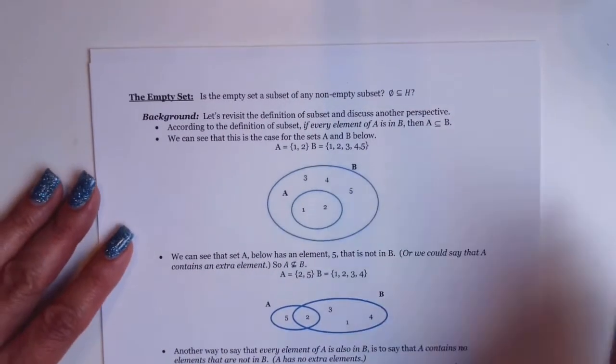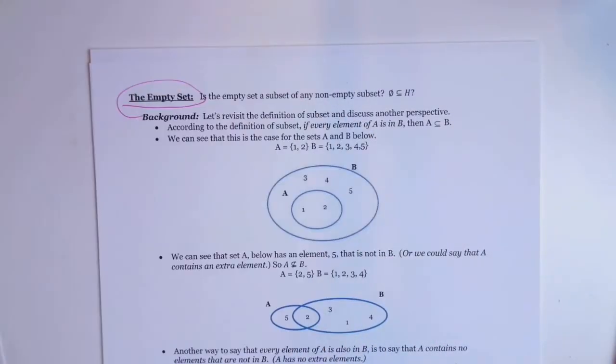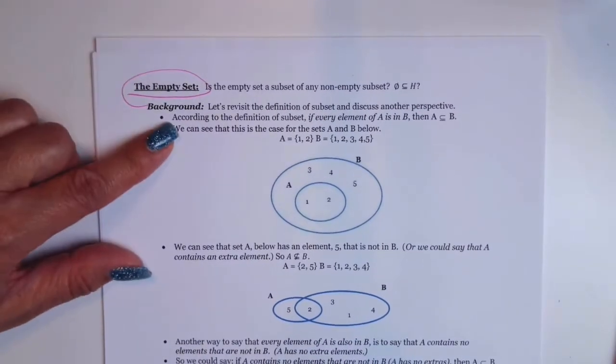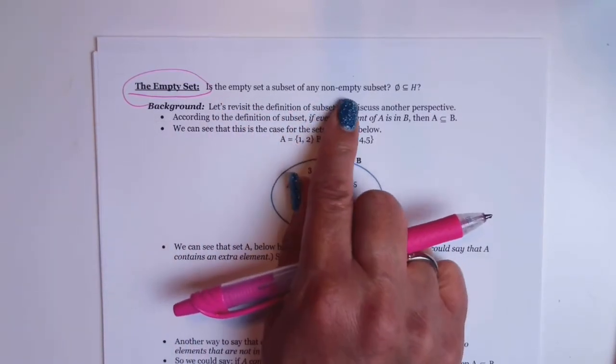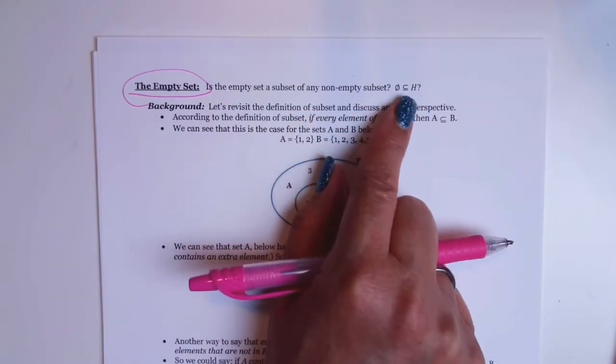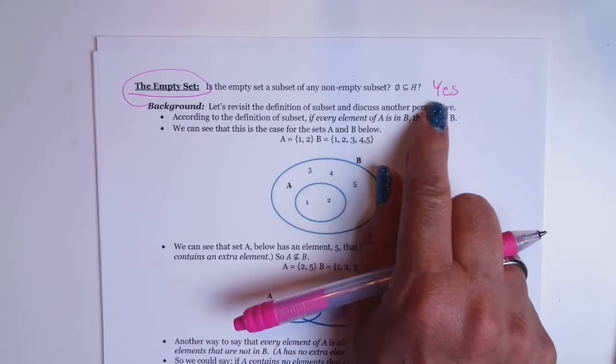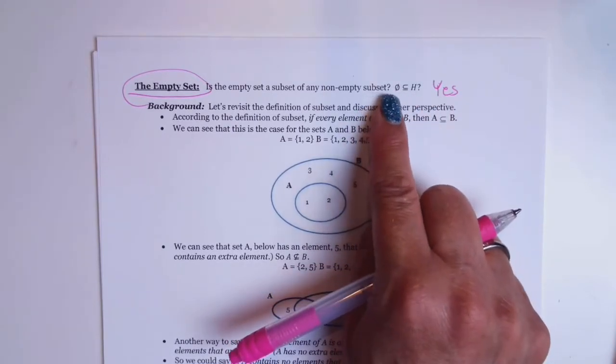Okay, let's move on to the next page. We are going to be talking about the empty set. And now this page might have you spinning afterwards, but don't freak out. This just kind of explains the empty set. It doesn't mean that you have to memorize every single thing on here. You just need to understand what the empty set means. So, is the empty set a subset of any non-empty set? Like this. Yes, it always is. So do not forget when we start listing subsets that you have to list the empty set as a subset as well.